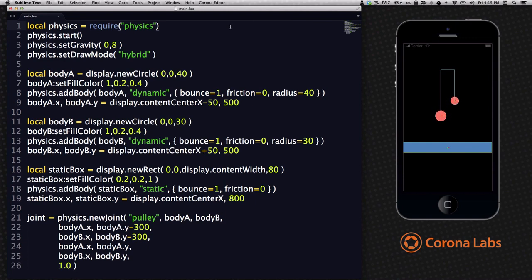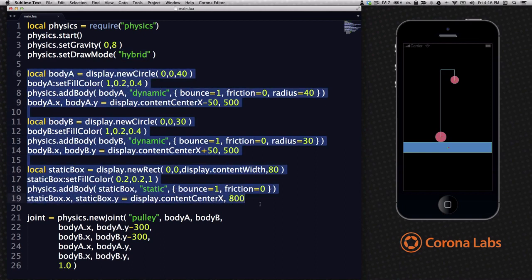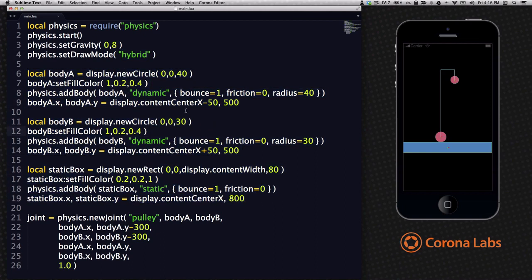Let's look at some sample code. In this example, we've added our required physics library, started the physics engine, and set our gravity. We've also set the draw mode to hybrid so we can see where our anchor points connect. Next, we create three shapes. Two of the shapes are circles that will be joined together, and the third shape acts as our ground. Both circles are given dynamic body types so they can move around. Next, we create our joint by calling physics.newJoint and passing in the required parameters.